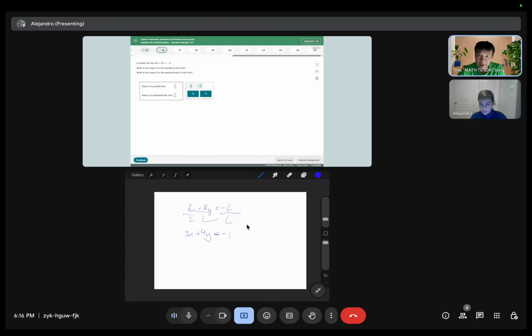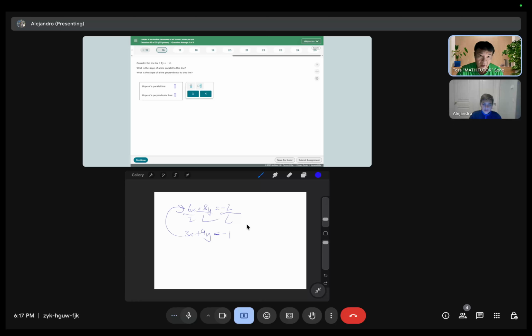Now, the reason why you want to do this, if you can: every single number, I'm talking about the coefficient and the constant, the 6, 8, and 2, can be divided by 2. You want to make it smaller. Now, did I do anything different? Does it change anything? No. This equation is exactly the same as the original equation.